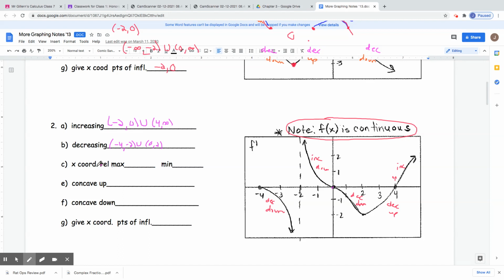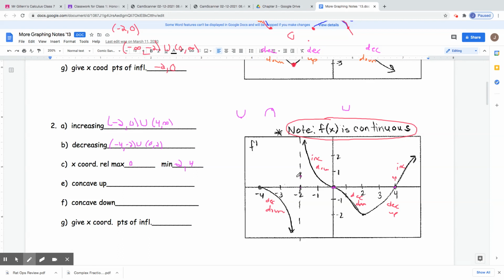Maxes and mins. Normally it's where it crosses the x-axis. This was a special case. Do you see how it goes from decreasing to increasing right here? Normally you're like, oh, well, that's an asymptote. However, it's not on the original. So it does change at -2 from decreasing to increasing, which makes that a min. At 0, it goes from increasing to decreasing, which is a max. And here at 4, it goes from decreasing to increasing, which is a min. So that is 4.